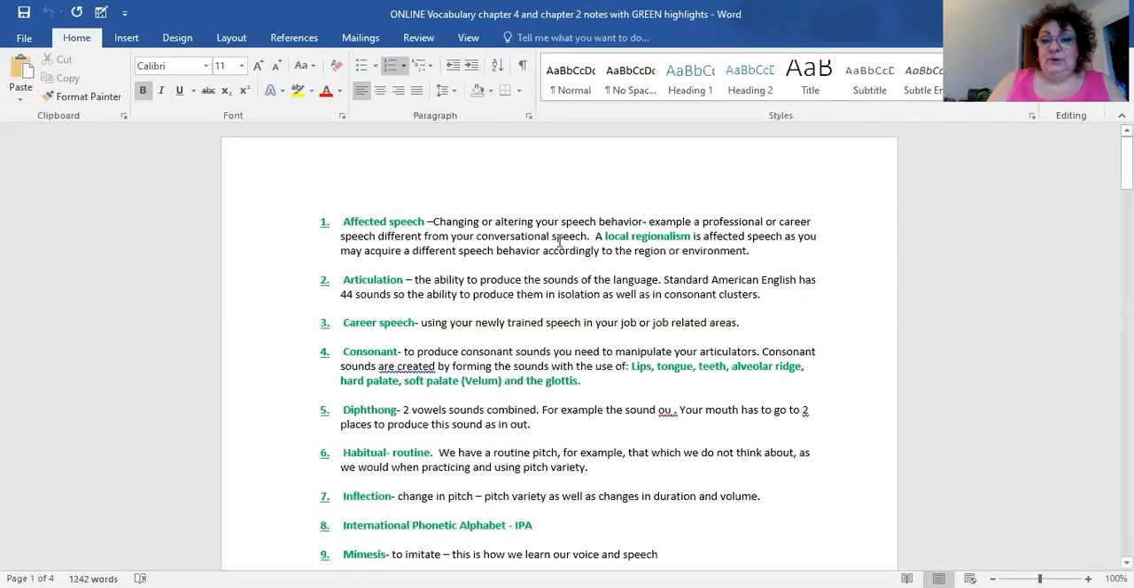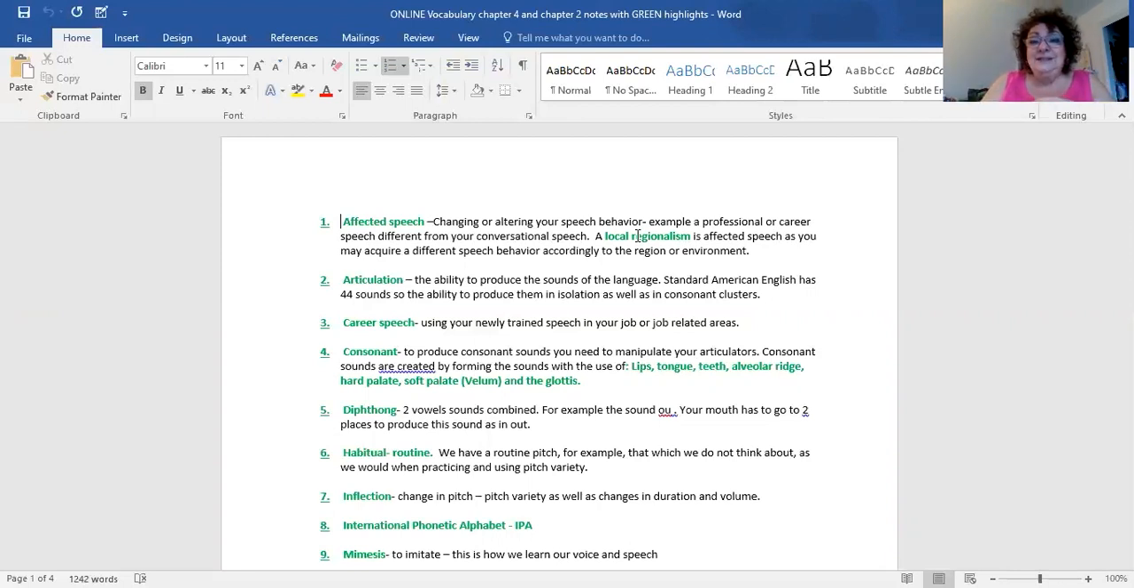And it says changing or altering your speech behavior. So the exercises that we've done thus far and the ones that we're going to add, we're working on altering your conversational speech into career speech. We're making you conscious, making you aware that there are listeners, and these listeners can't always grasp everything you're saying when you speak 125 words a minute. And if you're talking in a doctor's office and you're trying to display information from the doctor, and there's a vocabulary that they don't understand, but you've used it all the time, so it's easy for you to talk fast.